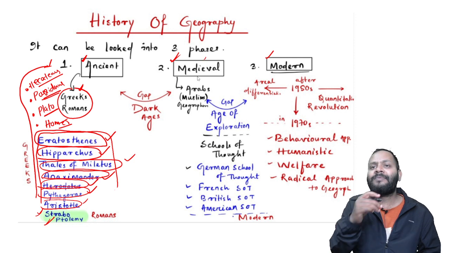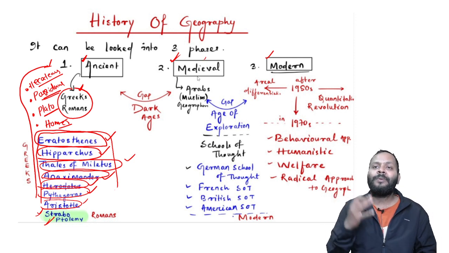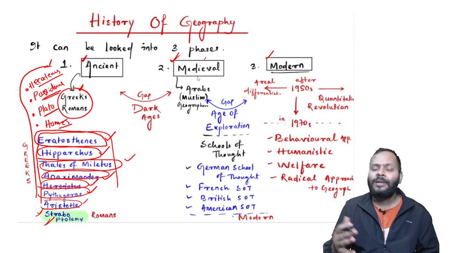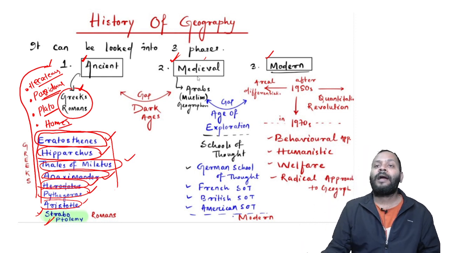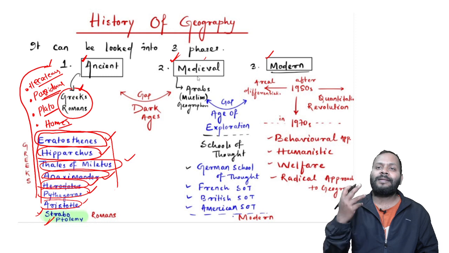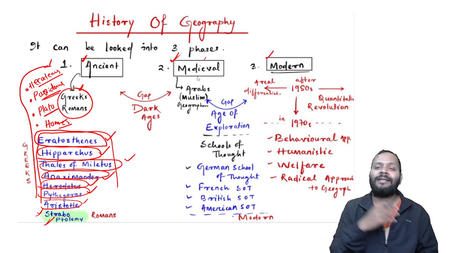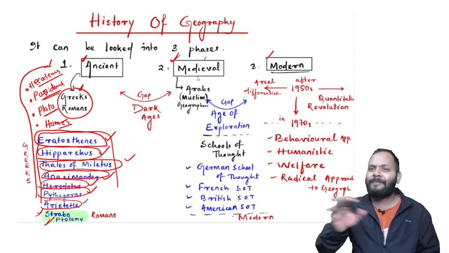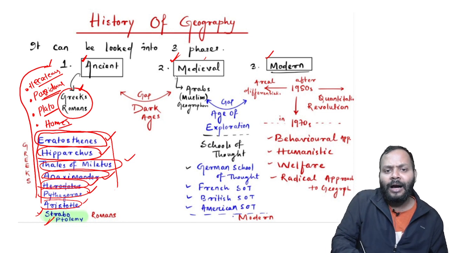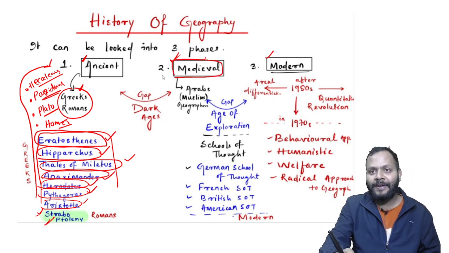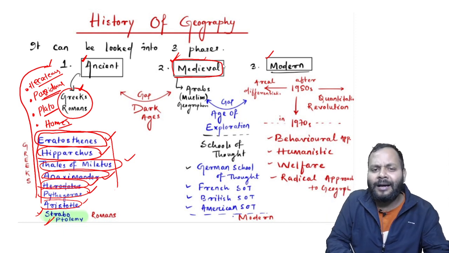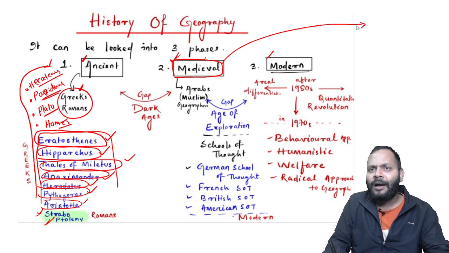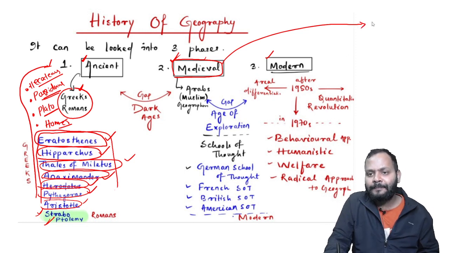The medievals. The medieval period was mostly dominated by the Arabs. We will explain in detail what the European Renaissance was, and the conflict between Islam and Christianity, and what happened. How geography developed in the medieval period, that is the medieval phase, right? In the medieval phase there are many, so many, if I give some examples.